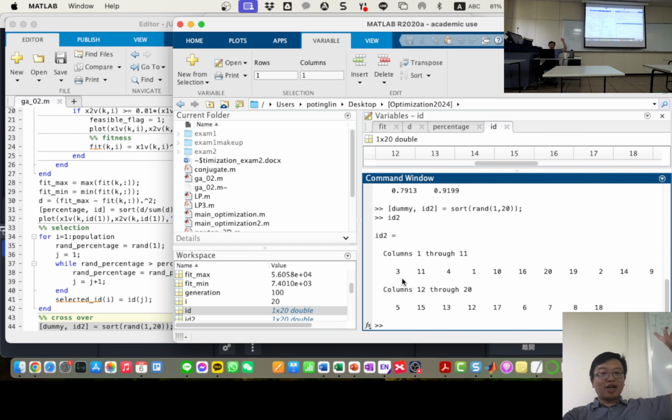So I'm gonna say, okay, the first two, the third and the 11th, you do crossover, and the second pair, fourth and the first one, you do crossover. Okay, 11, 10 and the 16th, you do crossover. So by this one line, I already decide which are the pairs to perform crossovers.